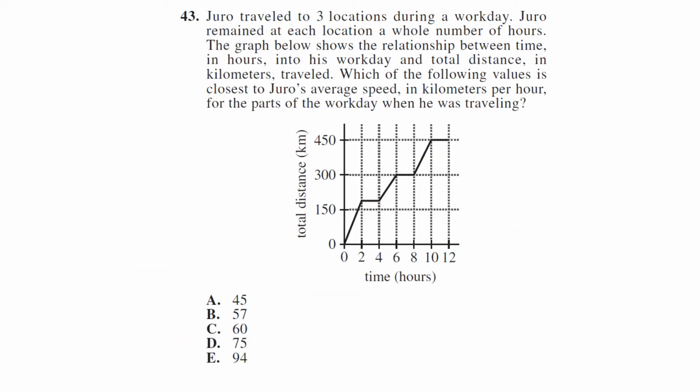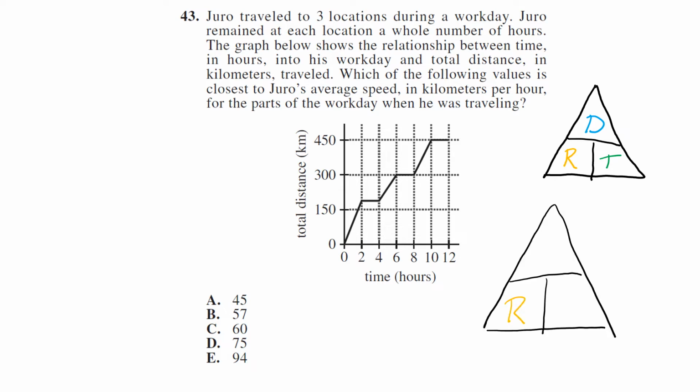So Jaro traveled to 3 locations during a workday. He remained at each location a whole number of hours. The graph below shows the relationship between time, in hours, of the workday and distance. Which of the following is closest to his average speed? So we're going to use a distance, rate, time pyramid here because we want to know his average speed, or his rate. So let's fill in with the others. So we know the distance he traveled is 450. So we can put 450 in for the distance.